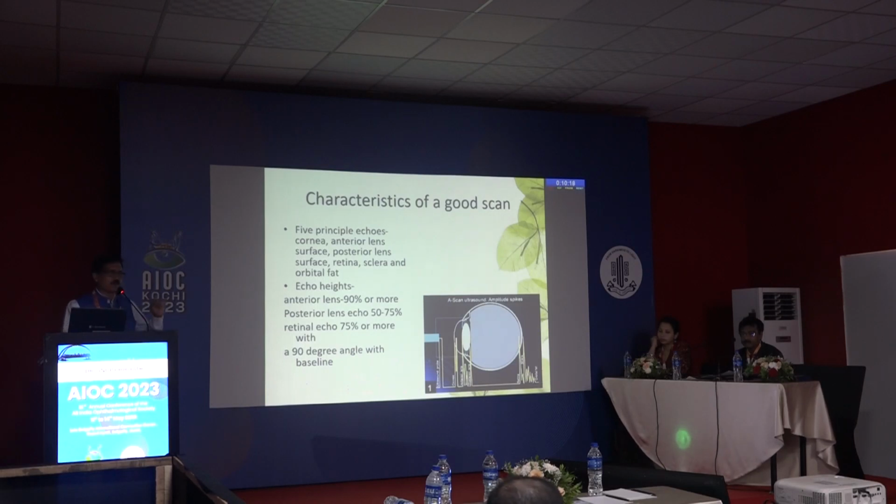What I said is, if you take 8 to 10 readings, the difference should be less than 0.2 between the readings. Anything which is an outlier, like if you have a reading which is slightly more, then you have to discard that when taking the average.